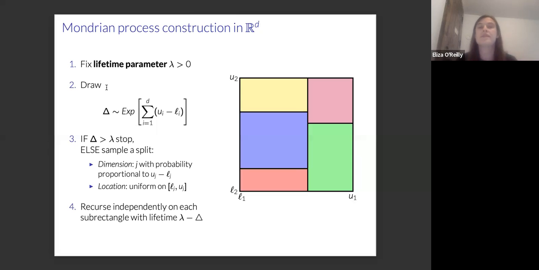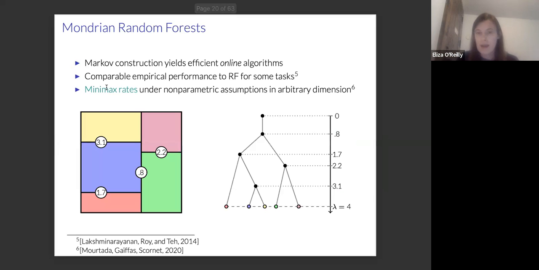And the lifetime is the total amount of time that you run this process. So the larger the lifetime is, the more complex your partition is going to be. The shorter the lifetime, the less complex it will be. So this is a hierarchical random partition of your space, which induces a random decision tree. So you can build random forests using this Mondrian process.